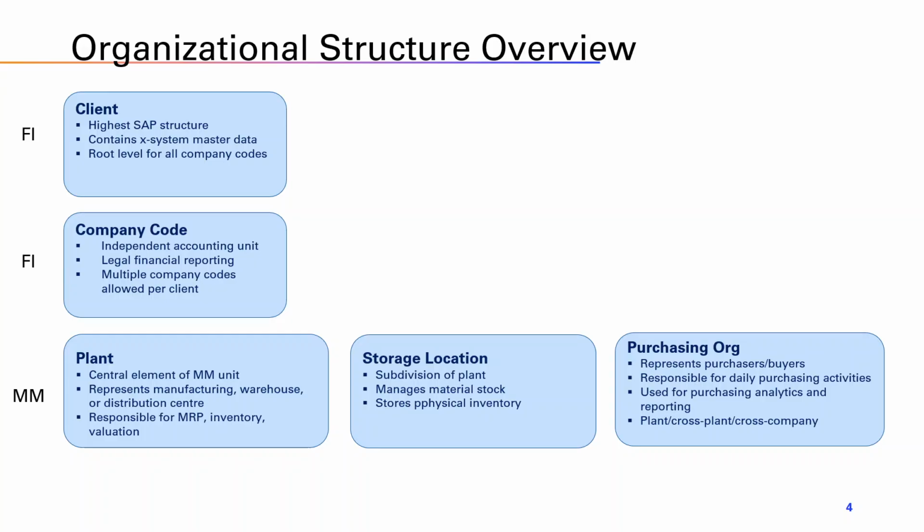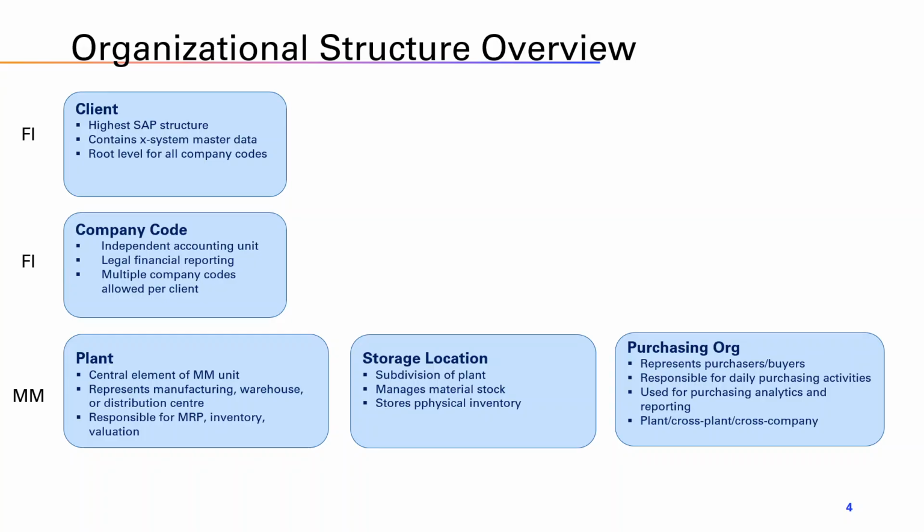Plant represents a physical location where materials are produced, stored, or distributed. It could be a factory, warehouse, or distribution center. In SAP MM, most transactions happen at the plant level.